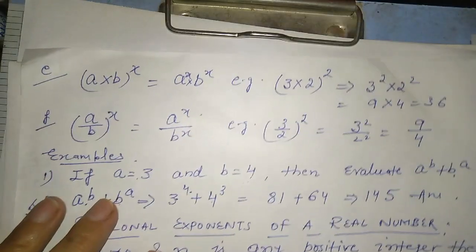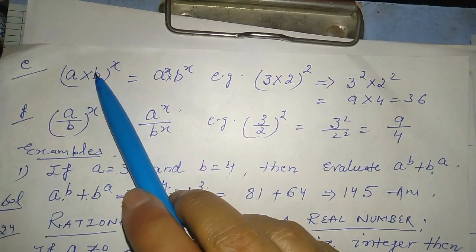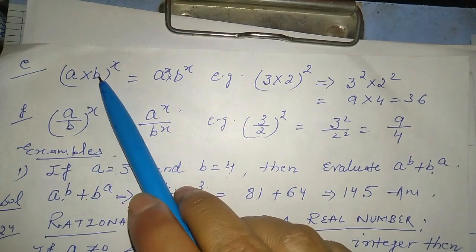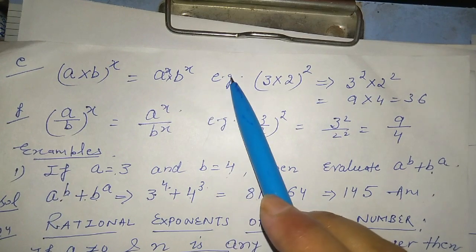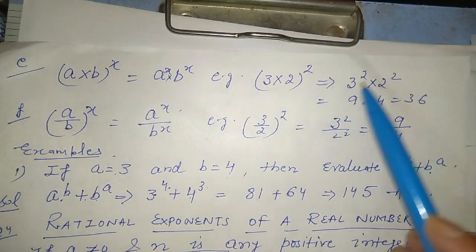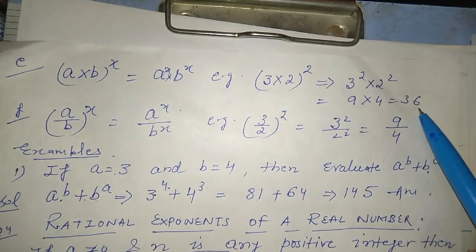The next property we have here is (a multiply b) to the power x. The bases are different, the power is common. So this power will be distributed to both base numbers: a to the power x multiply b to the power x. Example: (3 multiply 2) to the power 2 is 3 square multiply 2 square; 3 square becomes 9 and 2 square becomes 4, that is 36.